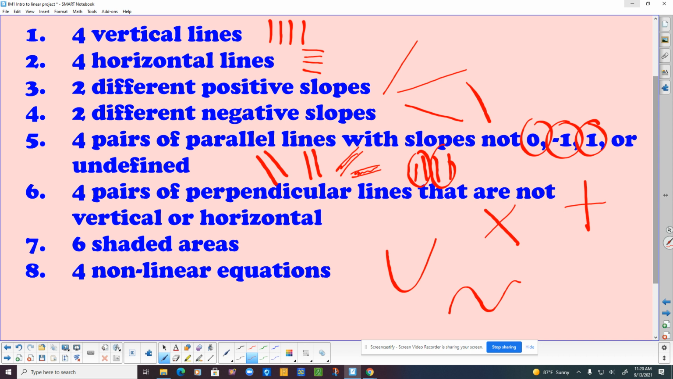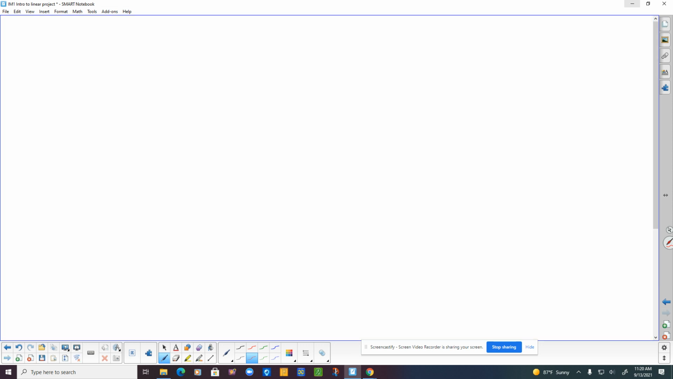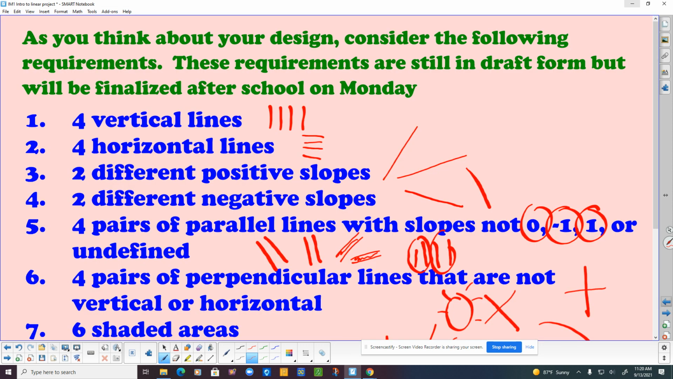This or this, or you can do a sun. Put the sun in your drawing. Nonlinear, the circle. That's it. Okay, so I'm gonna stop the recording, and you guys can start talking about the brainstorming, what you want to do, and then you can start sketching.